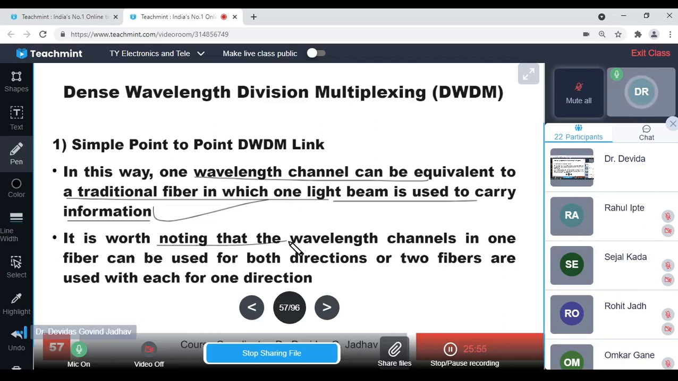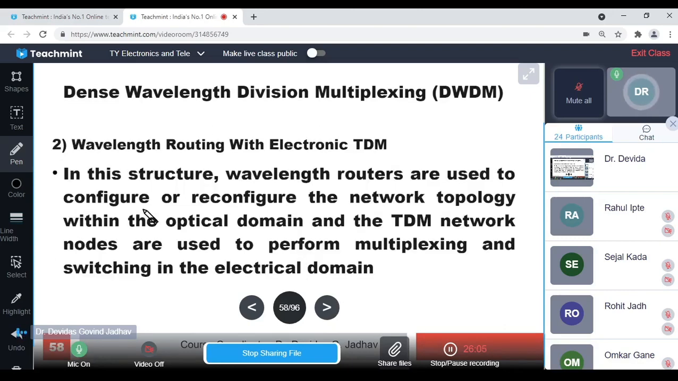It is worth noting that the wavelength channels in one fiber can be used for both directions, or two fibers are used, one for each direction. So bidirectional fibers are there.